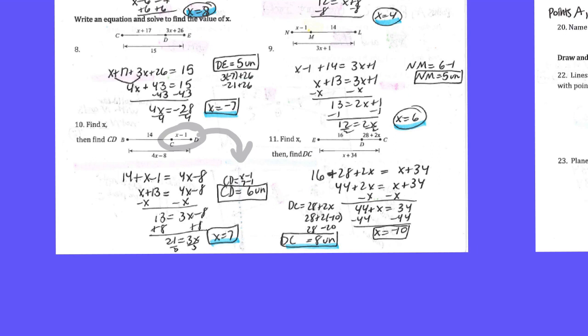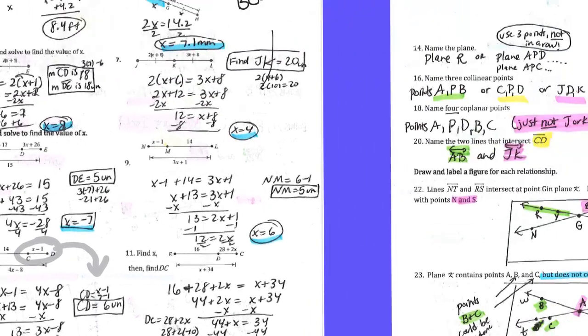The world does not end. The segment length is positive, and that's completely fine. So x is allowed to be negative. However, the length of segments and measures of shapes are really not supposed to be. And you know that intuitively.